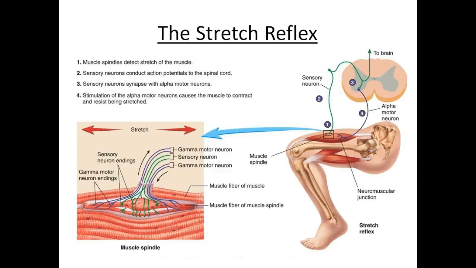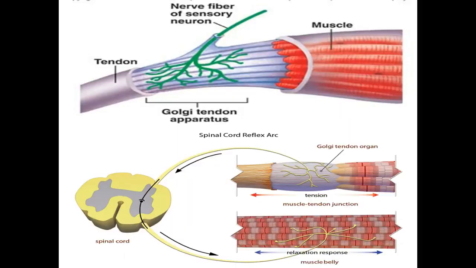So the stretch reflex. Muscle spindles detect stretch in the muscle. Sensory neurons conduct action potentials along the spinal cord. Sensory neurons synapse with the alpha motor neurons, and stimulation of the alpha motor neurons causes the muscle to contract and resist being stretched. You can see that feedback loop with what's going on from the spinal cord all the way down to muscles. Spinal cord, sensory neurons as well, and this just loops over with that particular reflex.